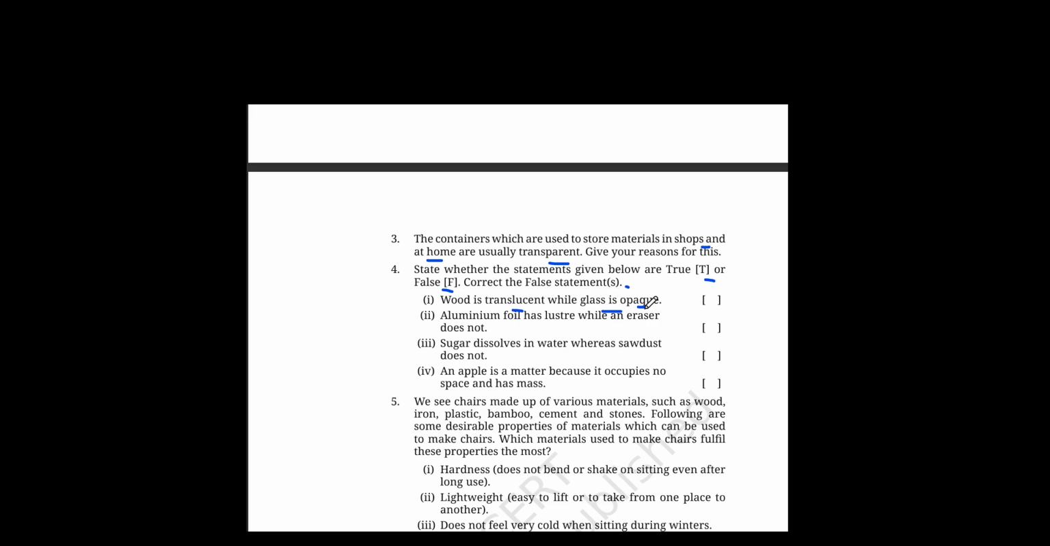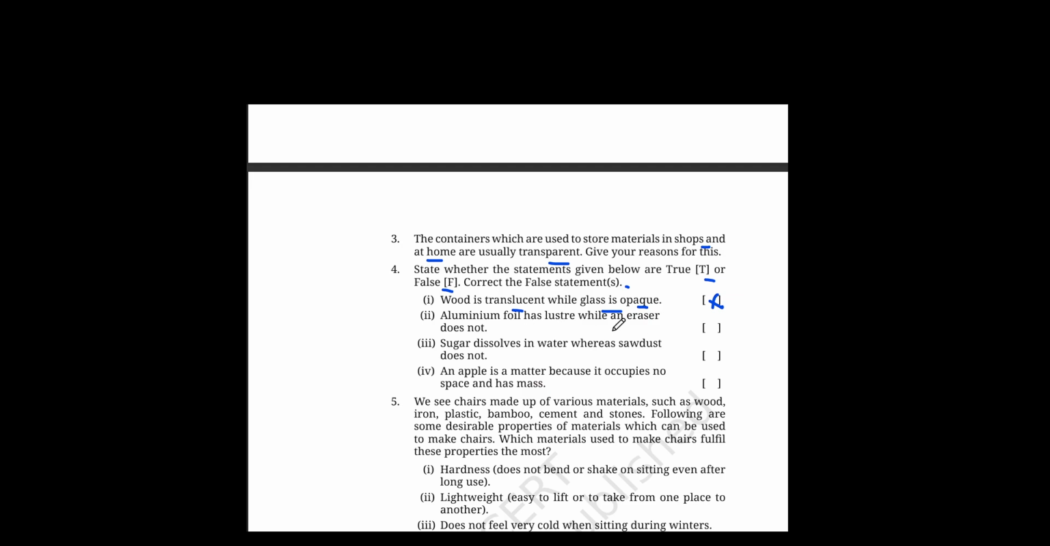This is a completely wrong statement, because wood is an opaque material, whereas glass is a transparent material. So this is a false statement. You can write F here.